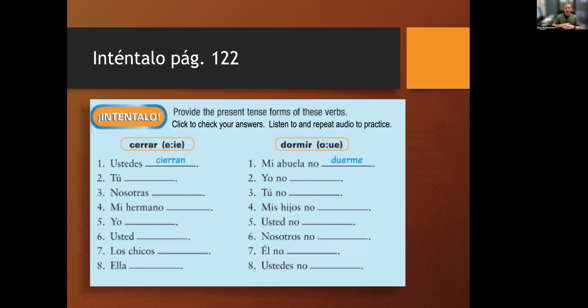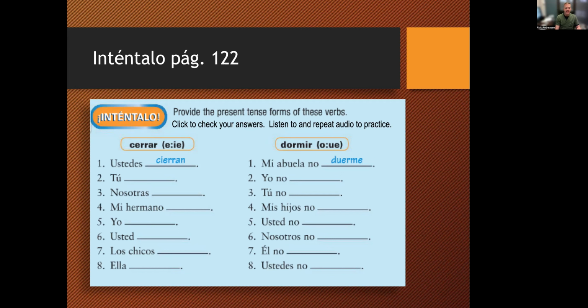Okay, here we go. Go ahead and number your papers from 1 to 8 twice, for cerrar and for dormir. Pause the video and go through and come up with the conjugations for these verbs. Notice that cerrar is E to IE and dormir is O to UE. So pause and then come back. We'll look at them.